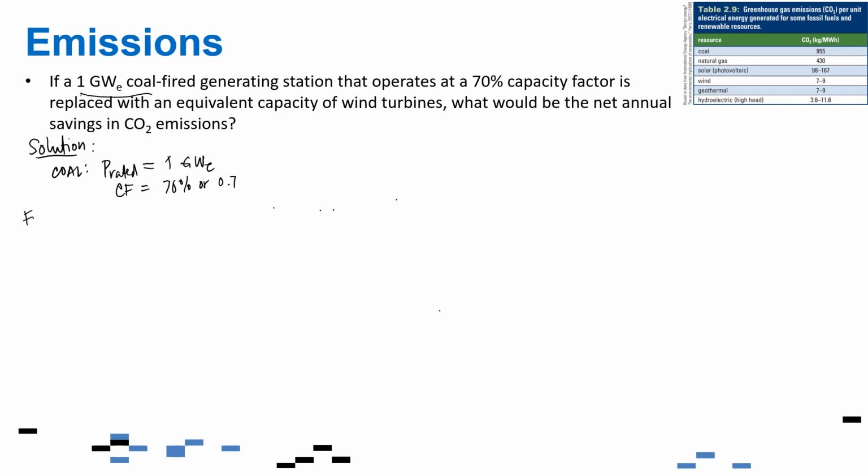And what we are going to find out, or what is asked, is the net annual savings in CO2 emissions. So net annual, so yearly, CO2 emission savings. This is based on the use of wind turbines instead of coal power plants. So when we say net annual CO2 savings, we are referring to the quantity, the amount. We're looking at kilograms of CO2. So how many kilograms of CO2 are saved if we use wind turbines?